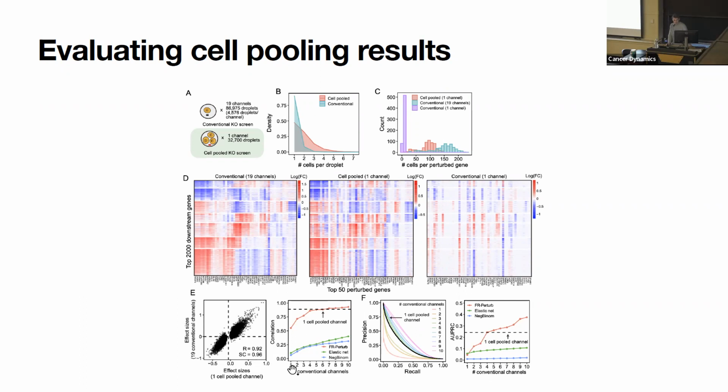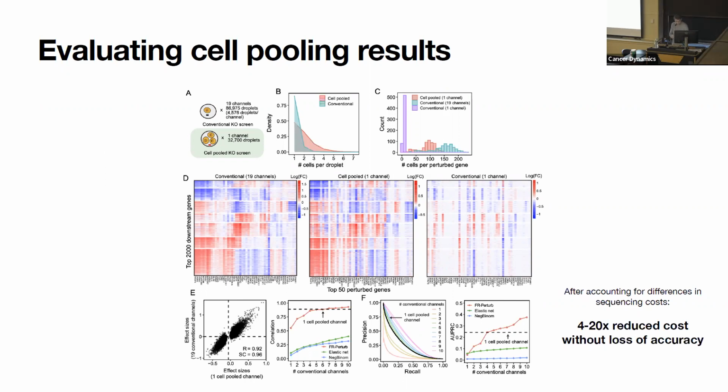We can then do these various downsampling experiments where we ask how many conventional channels are needed to give you equivalent accuracy to 1 cell pooled channel. Depending on the way that you slice and dice the data, or what measure of accuracy you're interested in, we say we have between a 4 and 20-fold reduced cost in the compressed arm of the screen without losing any accuracy. So you achieve equivalent accuracy.